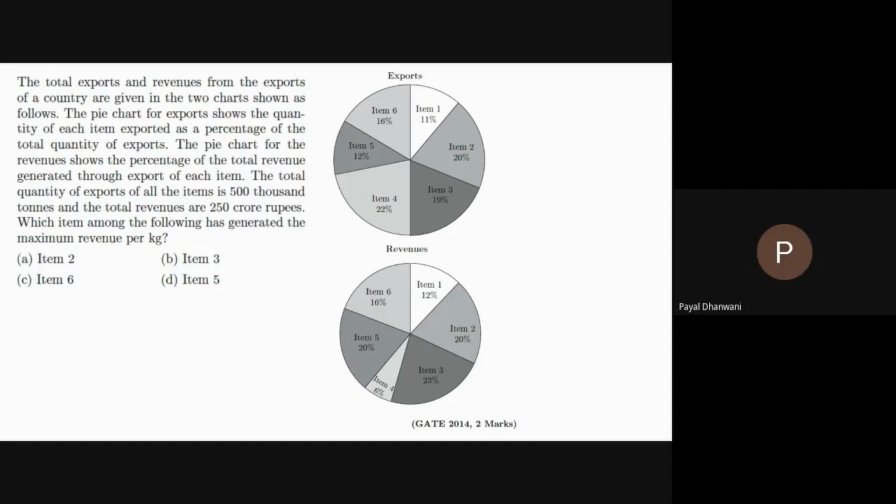Option D. Okay, item 3. Let's see what can be the answer.